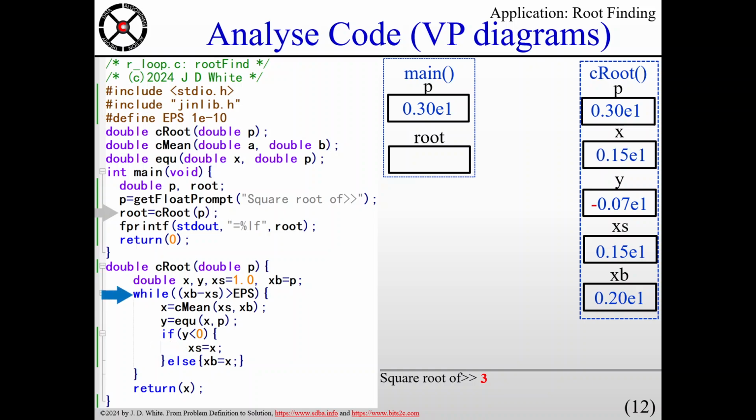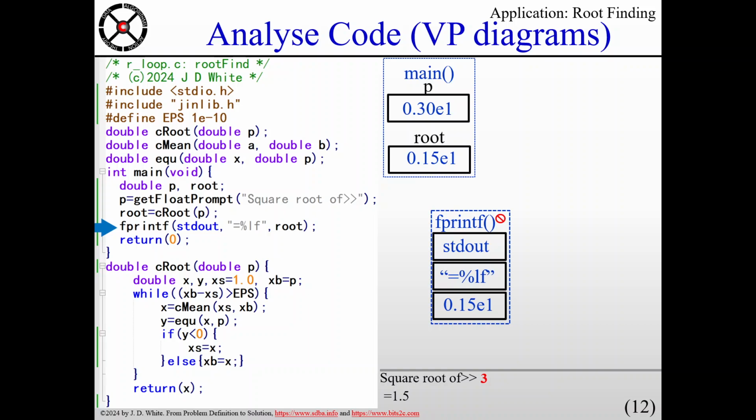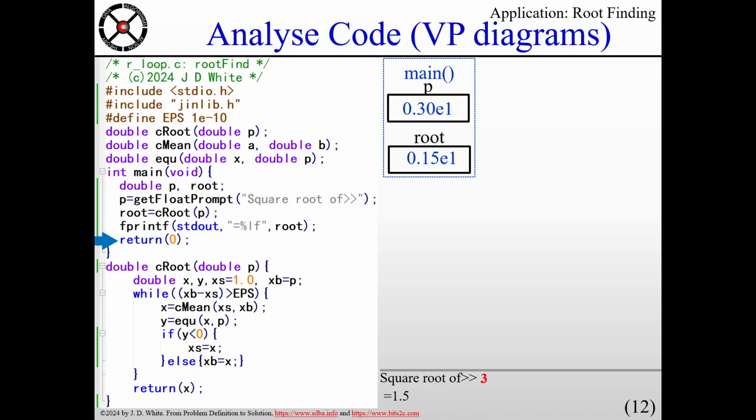We'll repeat again. It's still greater than epsilon, but let's assume it wasn't. And we jump back. We go to return. And we then print out, call fprintf, do the printing. And the root is printed at the bottom as 1.5. And we return, leaving there. So main disappears and it leaves stuff in memory. Okay, so the memory's now been changed. Okay. I hope that should be okay.